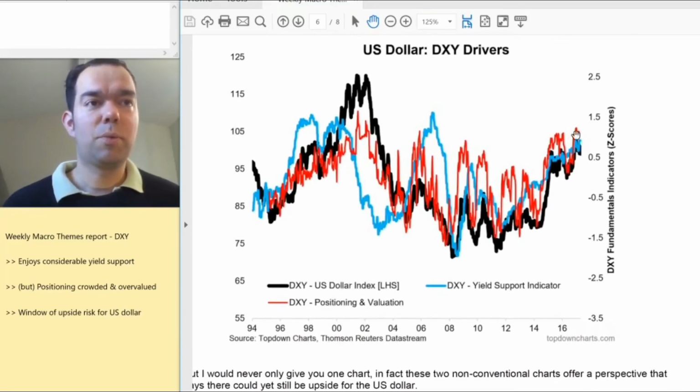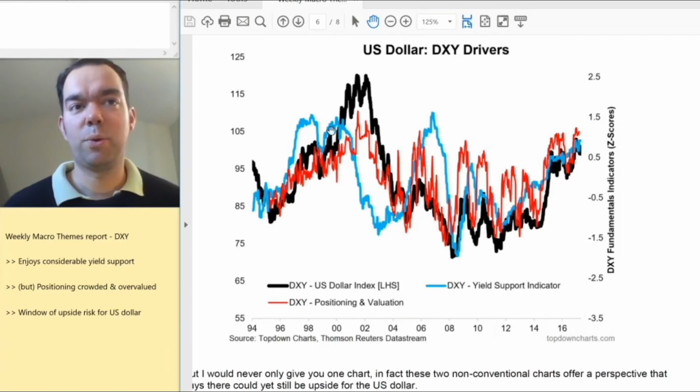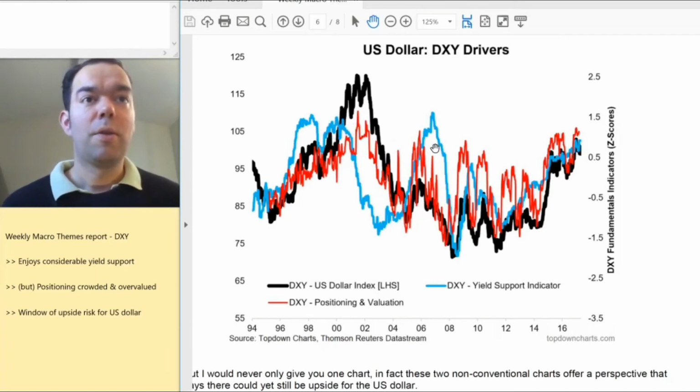When you go to build conviction, you'd ideally like to see a drop on that red line, a bit of a shakeout, before really building your conviction on the long side. But then again, there have been times when positioning and valuation has been quite high, but because you've had considerable yield support, the market's been able to rally further. So that would be all on that one.